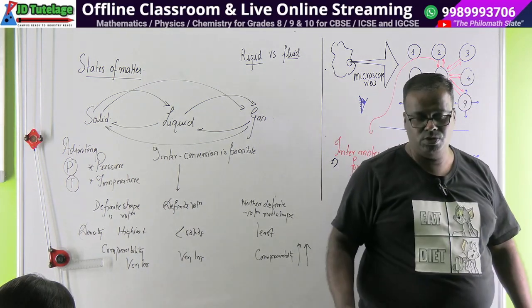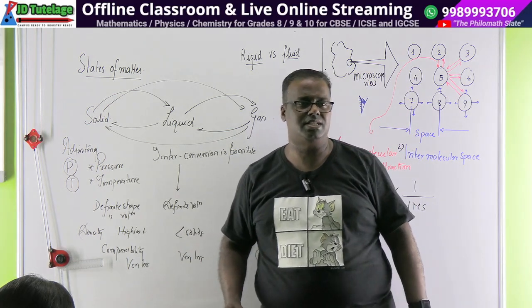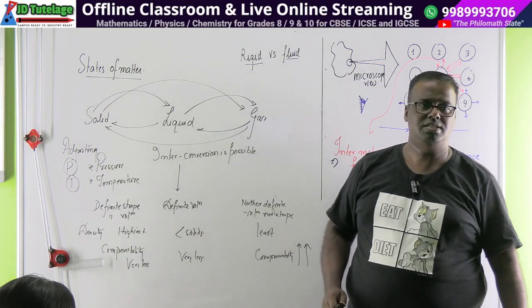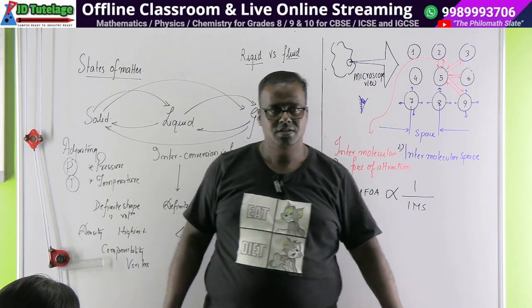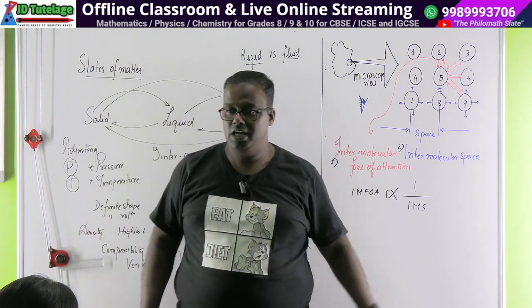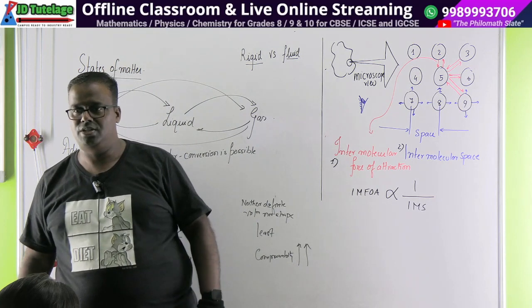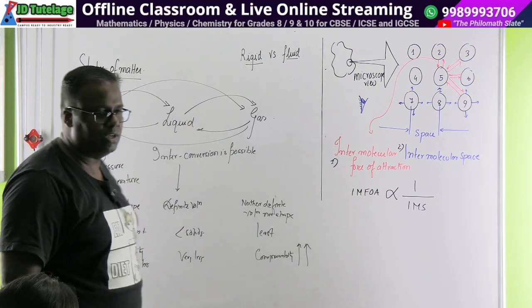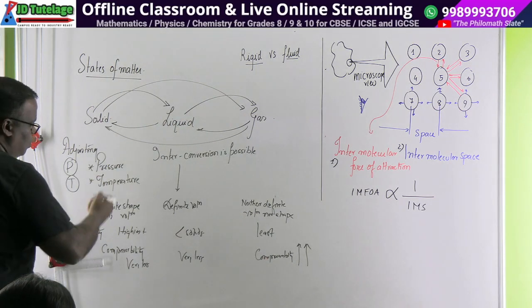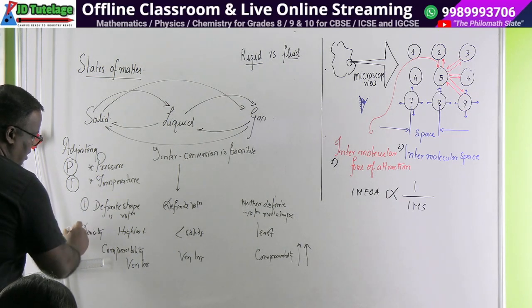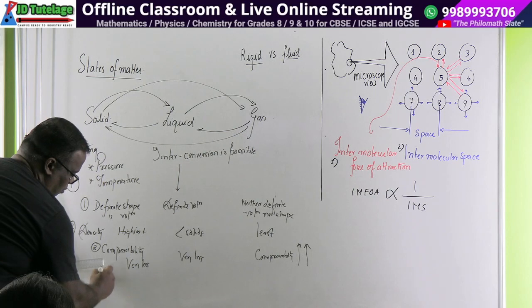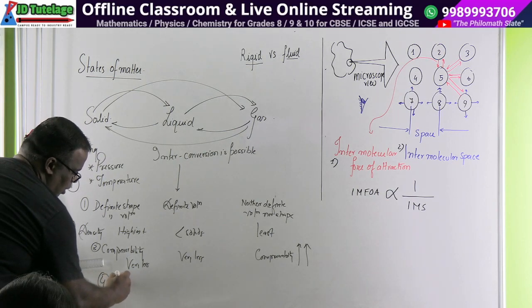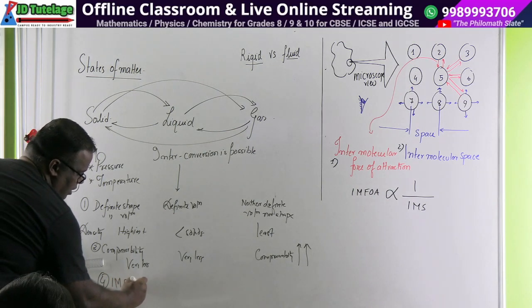And so we spoke about compressibility. Anything else that you find? How would you like to deal with these two properties? Intermolecular force of attraction. So this was one property, density was second, compressibility was third. Let's take the fourth property as intermolecular force of attraction.